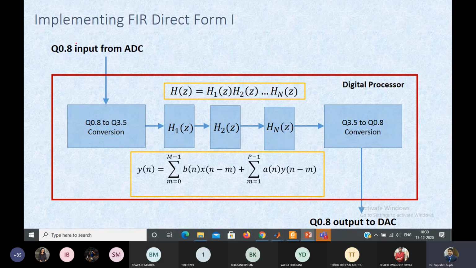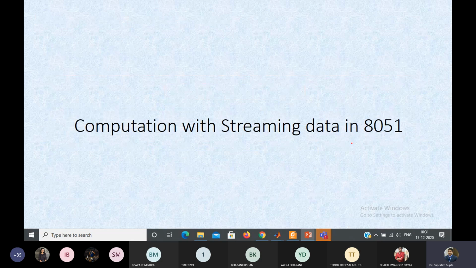And so instead of implementing H(z) as a whole, we'll divide it into H1(z), H2(z), up to Hn(z), which are the factors of this, and then we'll employ the second order filter for each of them, right? And then we'll do that operation.